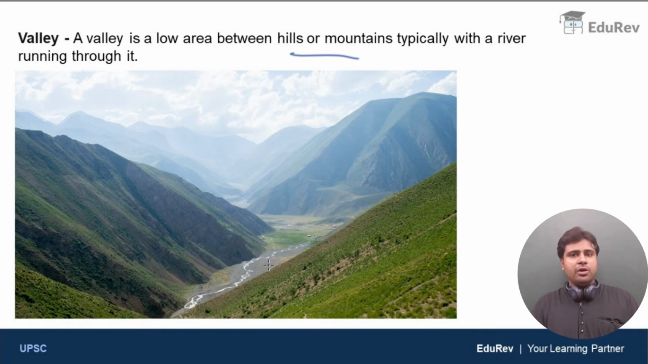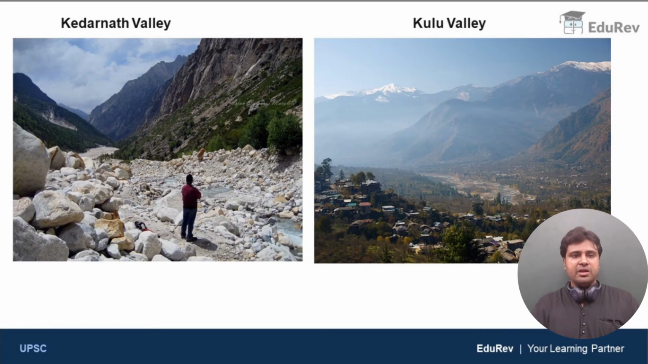There is no rule that a river should always be present here, but in most cases a river is present, and most of the valleys are formed by rivers actually. The rivers cut through the mountain range and form valleys. So this low area between the hills with a river running through it is called a valley. Clear? Now, let us look at some of the important valleys.